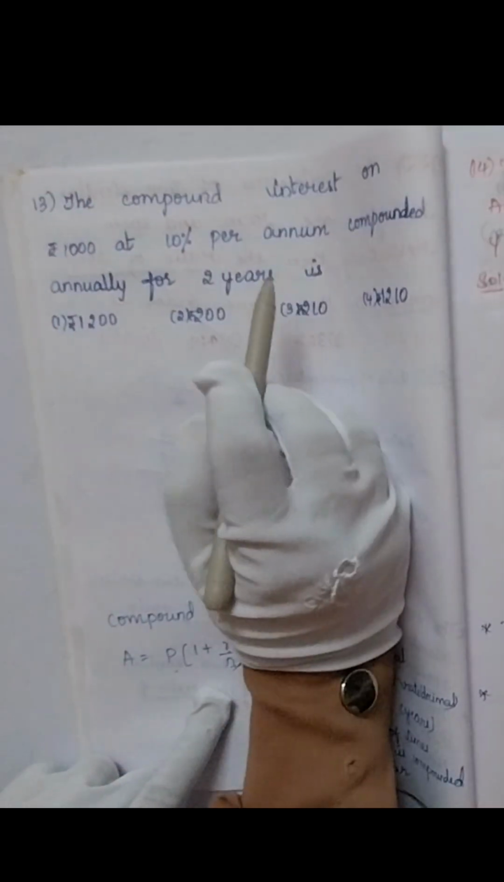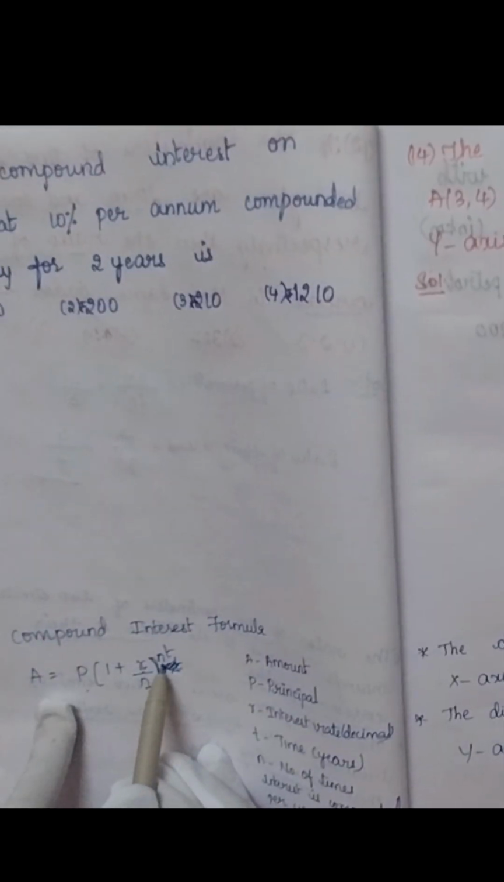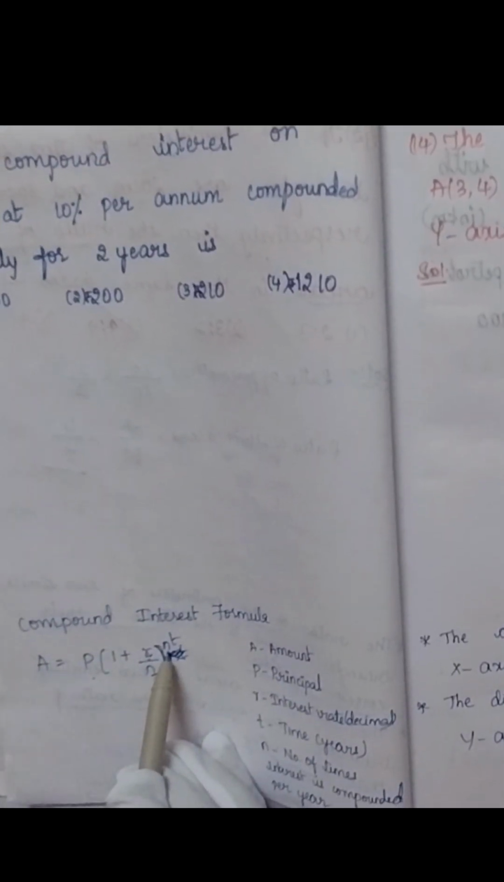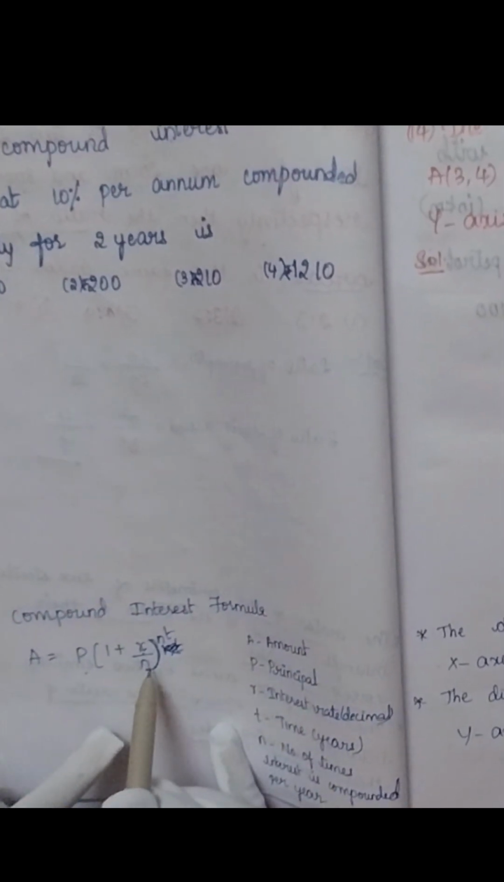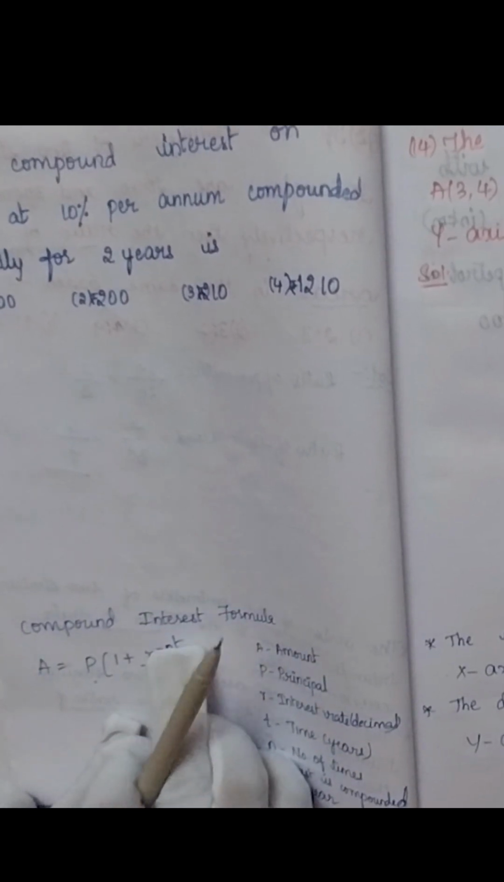Since it is compounded annually, directly R by N and N will be equal to 1. But if it is compounded half yearly, then it will be R by 2, and in the place of N also you'll get 2, because it is compounded half yearly, that is 2 times, once for every 6 months. So in a year 2 times. If in the question it is given that it is compounded quarterly, then it will be R by 4, and in the place of N you have to write 4, and here also you have to write to the power 4T.